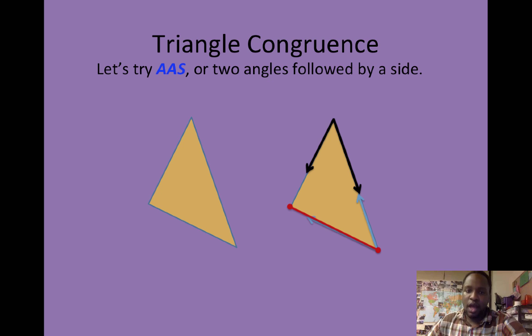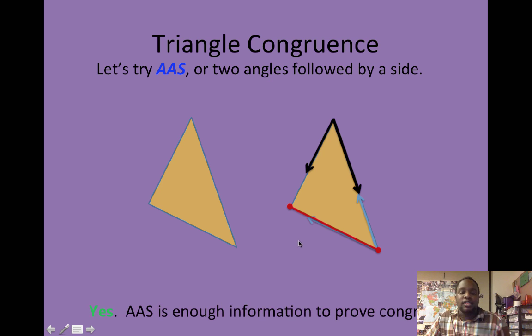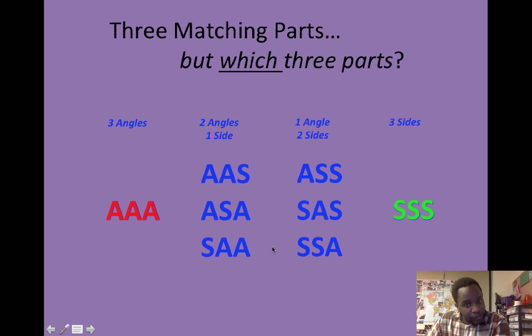So we bring the angle over, and we first start off with a congruent angle. So far, so good. But is there a way to make an angle that is not congruent? Well, it turns out no matter where we put this other angle, we can never line up the angles and the sides. So this is the only place where the angles and the sides will line up. So yes, AAS is enough information to prove congruence. So we can say yes to AAS.